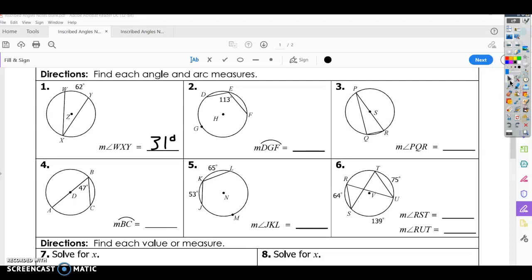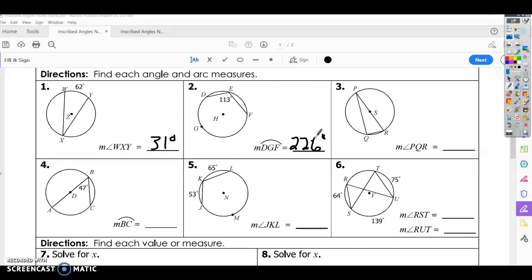All right, number 2. This time they give us the angle. So we're given the angle, which means that is half of the arc measure. So now we have to double it. So 2 times 113 is 226. So again, we're just using the equation given above.